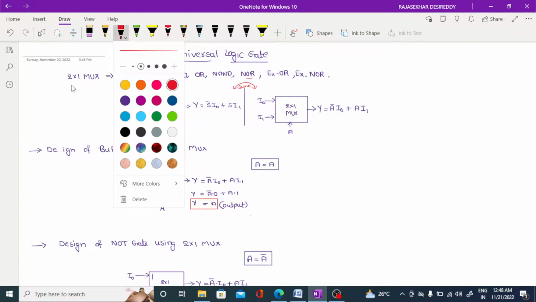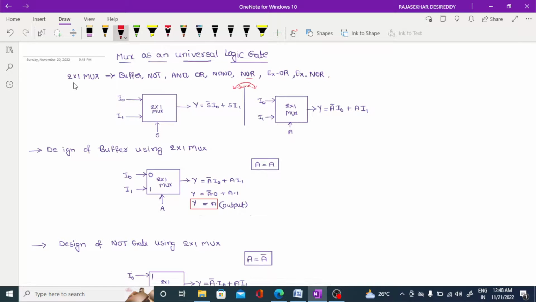Now here it is the 2 by 1 mux we are considering. With the help of a simple 2 by 1 mux, we are going to design all the basic gates, universal gates and special gates also. Now let us see how. So just take this 2 by 1 mux. It has two inputs, one selection line and one output.